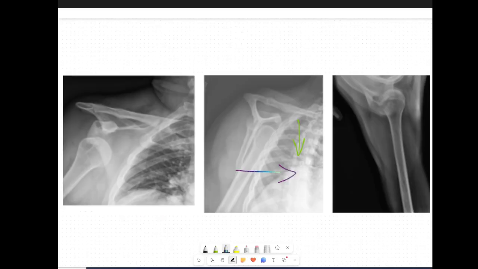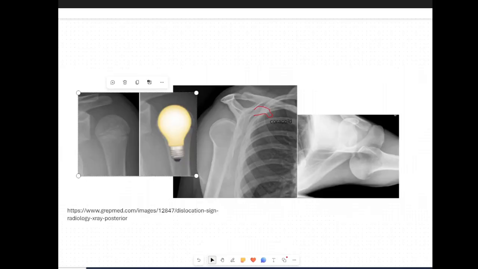To recap, in a normal shoulder, the humeral head aligns perfectly with the glenoid in all views. In an anterior dislocation, the humeral head shifts forward and downward, showing clear misalignment, especially in the axillary and scapular Y views. In a posterior dislocation, look for the light bulb sign. There's a posterior displacement on axillary views, and the humeral head is sitting behind the scapular Y. Being systematic when interpreting these views can save you from missing critical diagnoses.